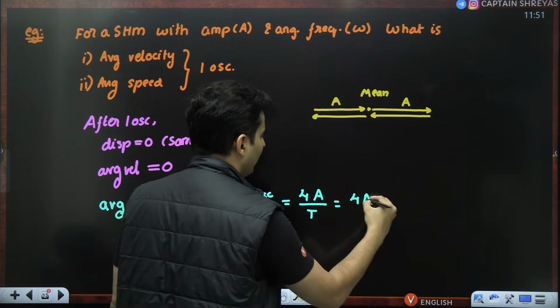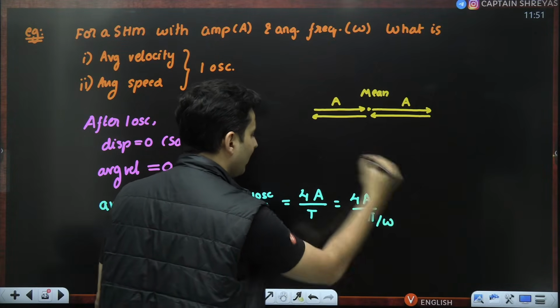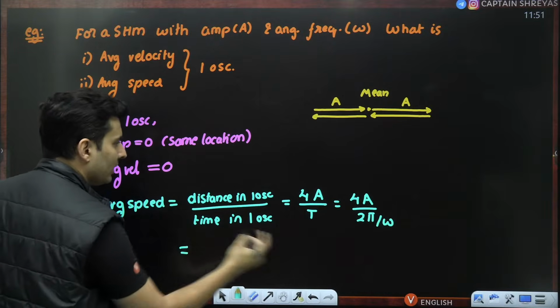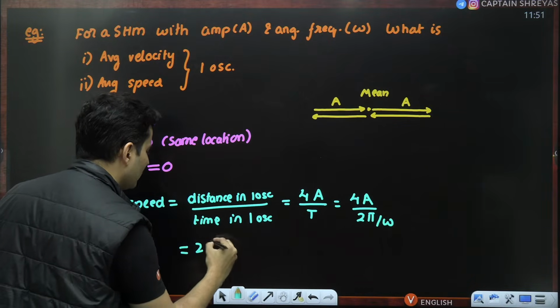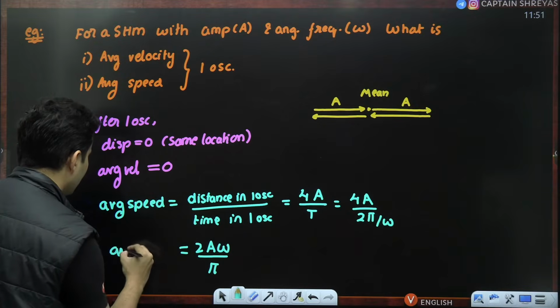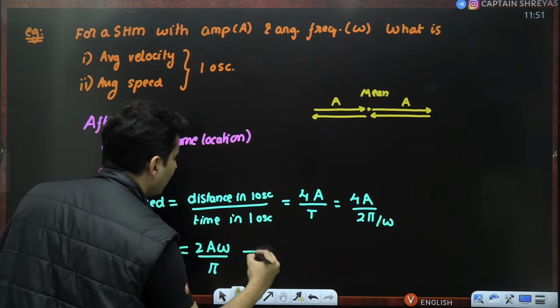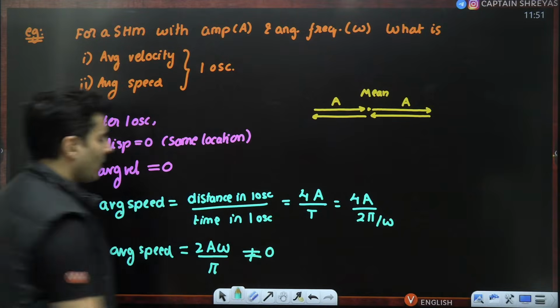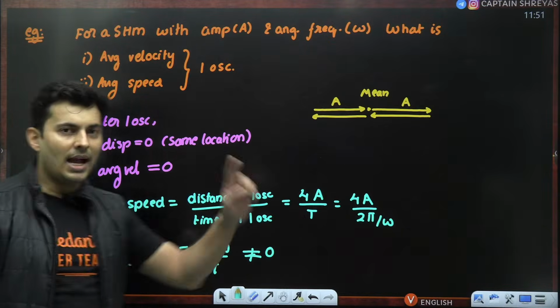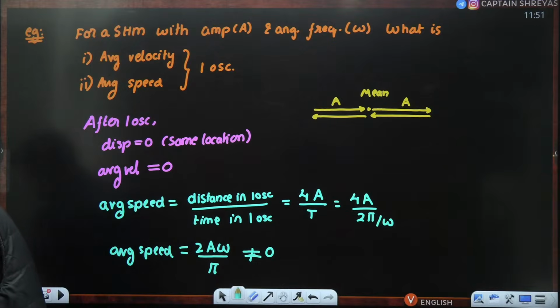But wait a minute, I know time formula. It is 2 pi divided by omega. So therefore, omega will go on the top. 4 and 2 will cancel. So 2A omega divided by pi is your average speed, which is definitely not a 0. Average velocity is a 0. Average speed isn't a 0. Is this clear? Yes. Big fat 0 for average velocity.